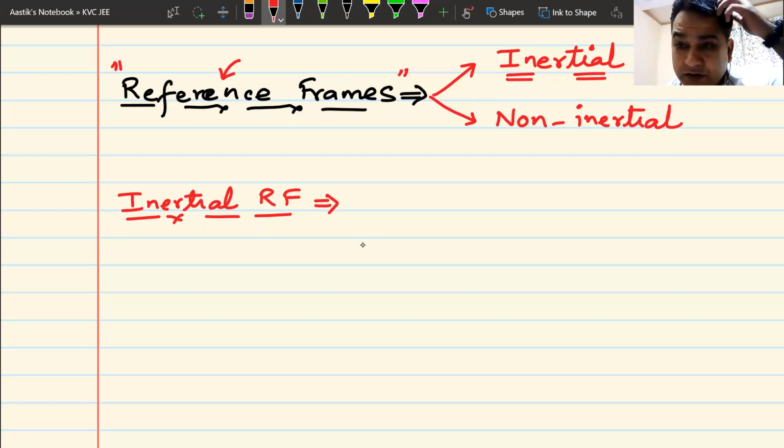Inertial reference frame. I hope you are also writing the notes. If you are not writing the notes, please make some running notes. I will send you this PDF after the class. You know that. You can make your good notes. Notes are very important. Without notes, you will not succeed in your life, in the exam.